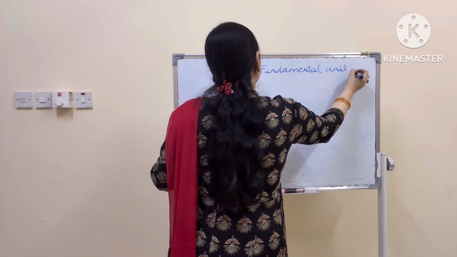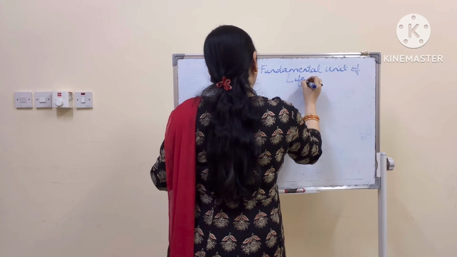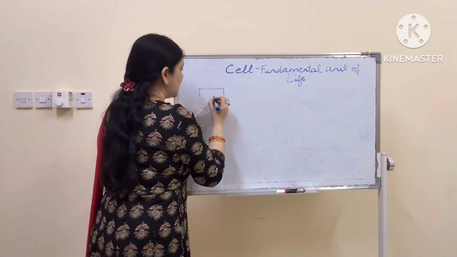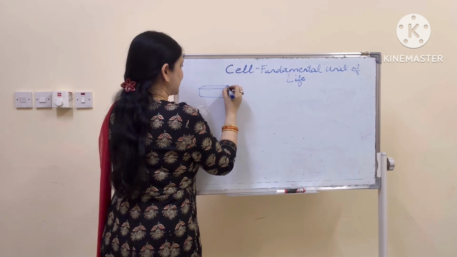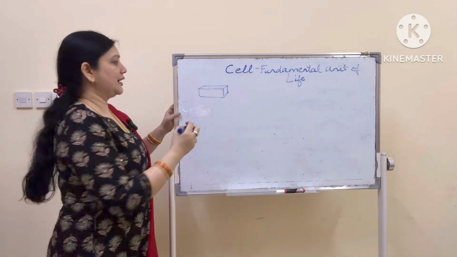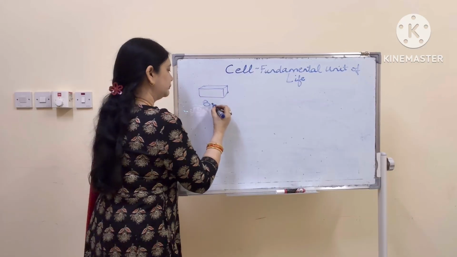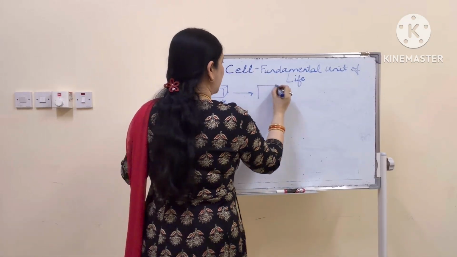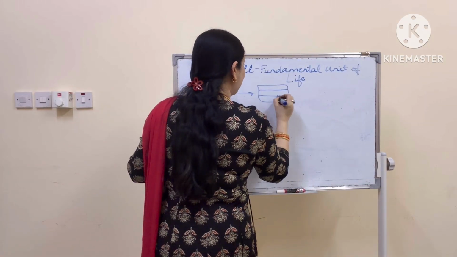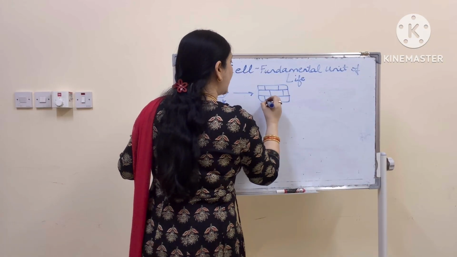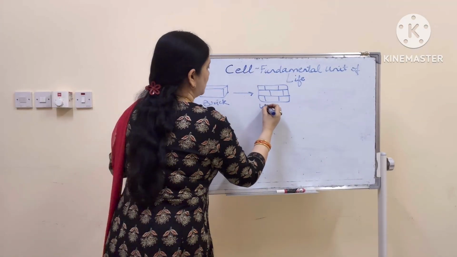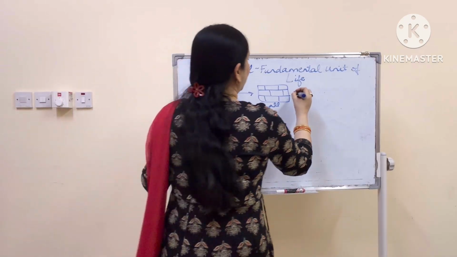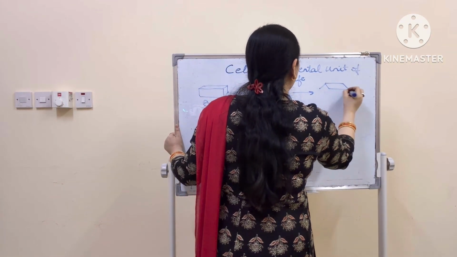Cell as fundamental unit of life. For example, if you see this wall, the wall is initially made up of bricks. When the mason had laid several bricks together, a wall was made. The mason laid the bricks in a certain manner and the wall was made. And when all the walls and doors and windows joined, then we get our house.